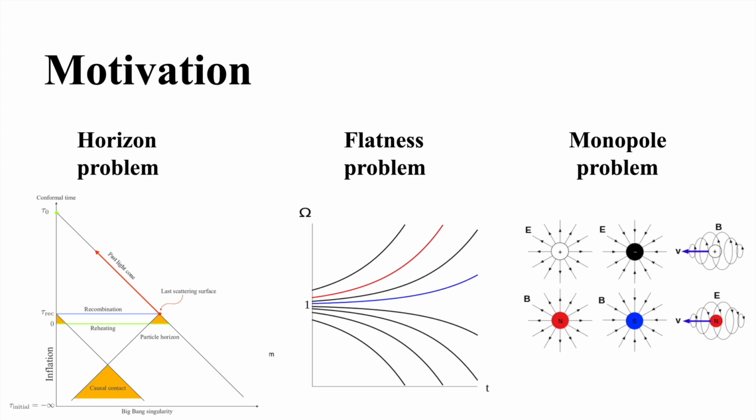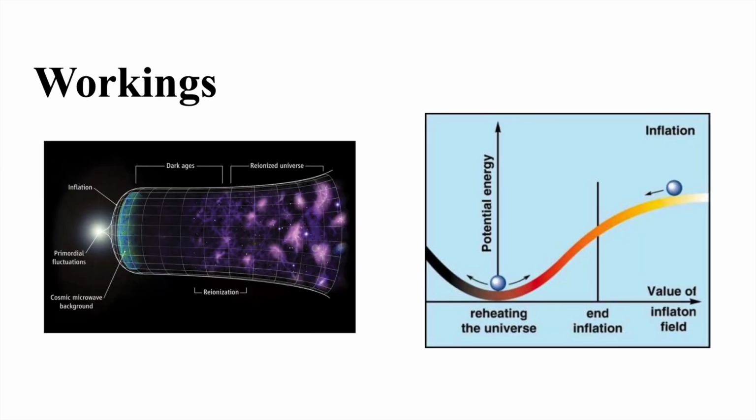It's now time to look at the workings of inflation. Inflation is driven by a scalar field called the inflaton. The key features of how inflation works are as follows. Firstly, we have exponential expansion. The inflaton field has a potential energy associated with it. During inflation, the potential energy dominates over the kinetic energy, causing the universe to undergo a period of exponential expansion.